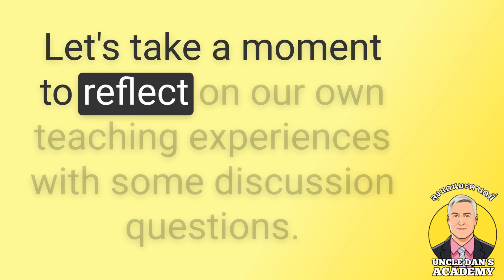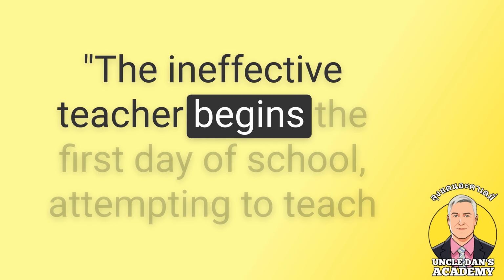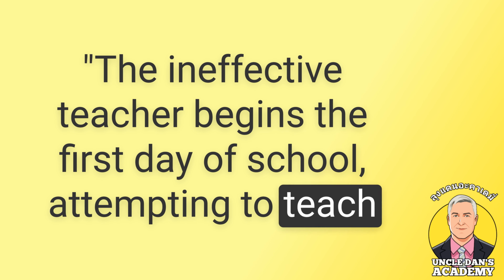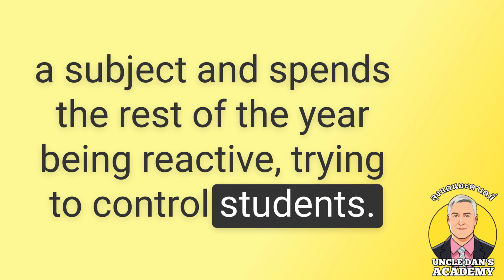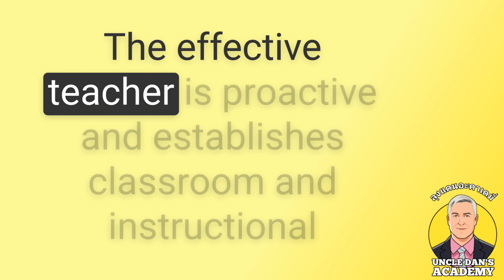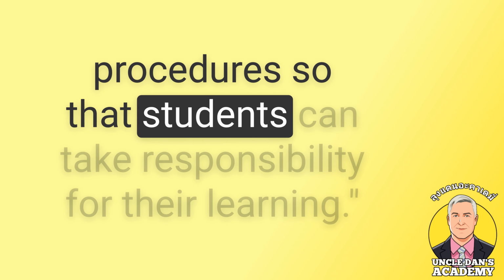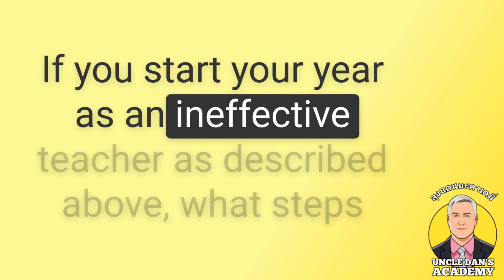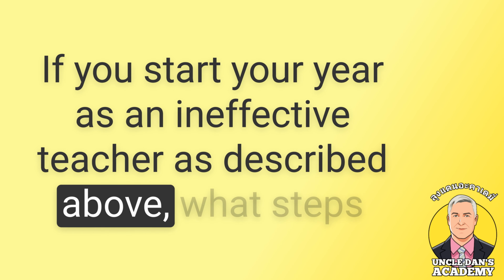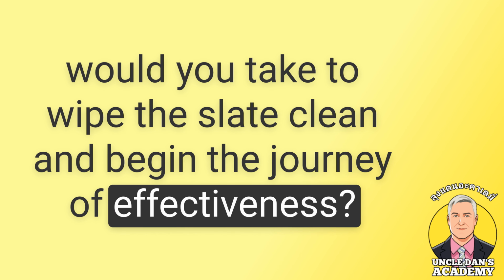Let's take a moment to reflect on our own teaching experiences with some discussion questions. The ineffective teacher begins the first day of school attempting to teach a subject and spends the rest of the year being reactive, trying to control students. The effective teacher is proactive and establishes classroom and instructional procedures so that students can take responsibility for their learning. If you start your year as an ineffective teacher, as described above, what steps would you take to wipe the slate clean and begin the journey of effectiveness?